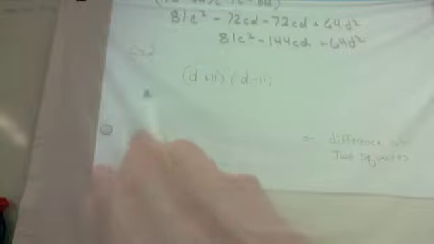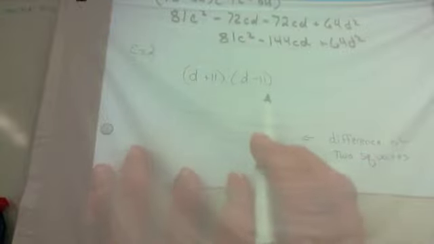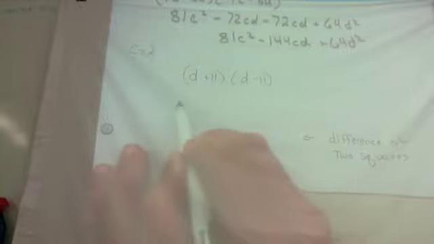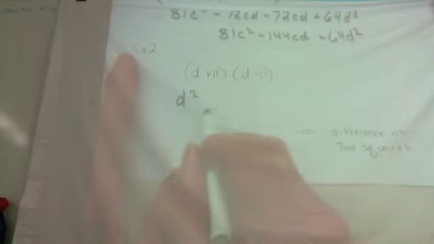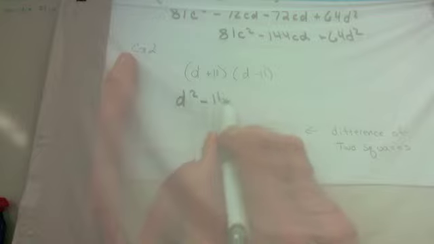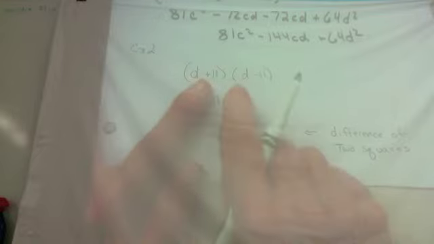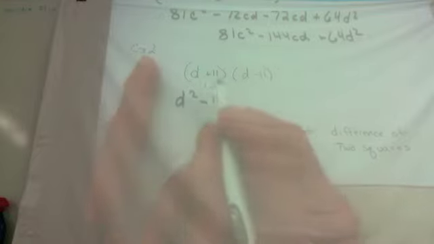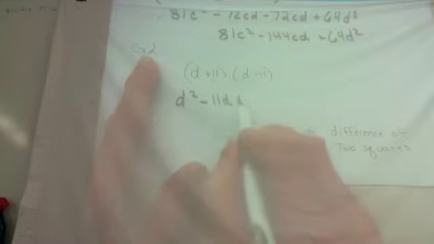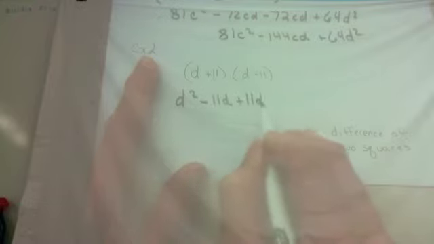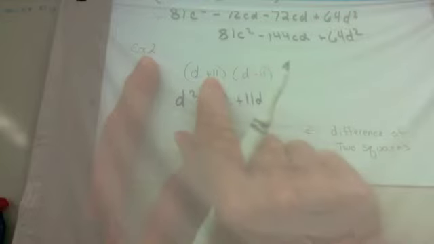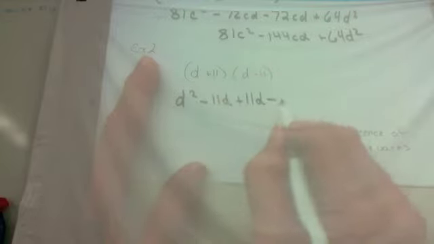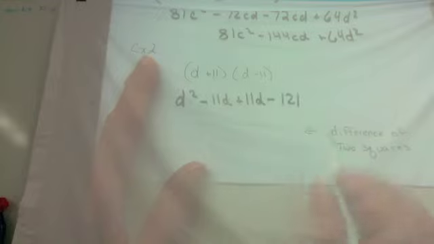But we're going to do the same thing, and we're going to FOIL these. So the first term times the first term is d squared. The outer terms, I'm going to get a negative 11d. And the inner terms, I'm going to get a positive 11d. And then when I multiply a negative 11 times a positive 11, I get a negative 121.